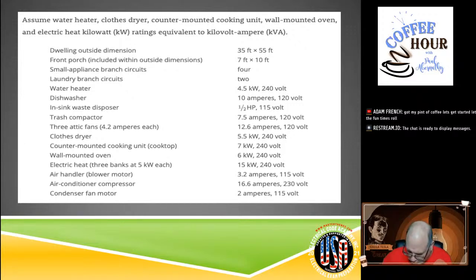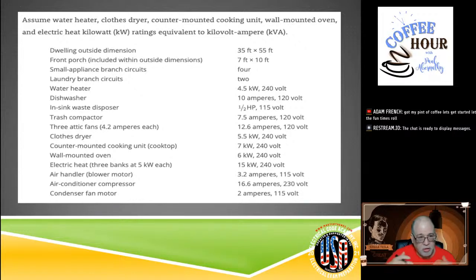So I'm going to go to my good old Ohm's law here. 10 amps times 120 is going to be 1200. Okay, so we're just going down the list here, what we need in our VA. Let's see here. What do we got? Next, we've got a trash compactor, 7.5 amperes. So again, I'm going to do the same thing, 7.5 times 120, and that is 900. So that 7.5 amps is going to equal 900 VA. I'm just writing it down for later.